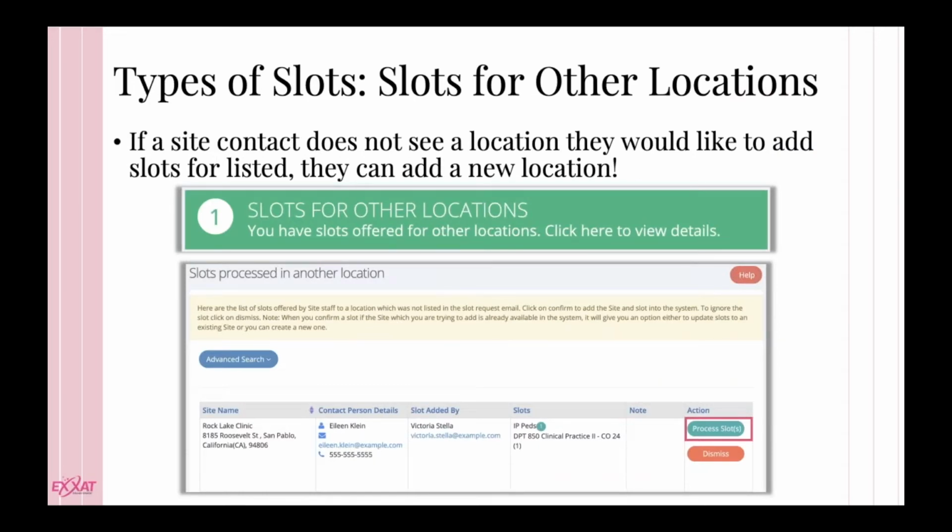If a site contact does not see a location that they'd like to add slots for listed, they can add a new location, or sometimes they'll also do this if they don't want to commit to one particular location. And when they click that and you submit it, it goes into the widget first called slots for other locations, and then you'll be able to see the list of slots here. So once you do that, you are going to go to process slots, and that will allow you to add that slot to your system, and it becomes part of the session and everything, and also the site too. If it's a whole new site, it's kind of handy to do that as well.